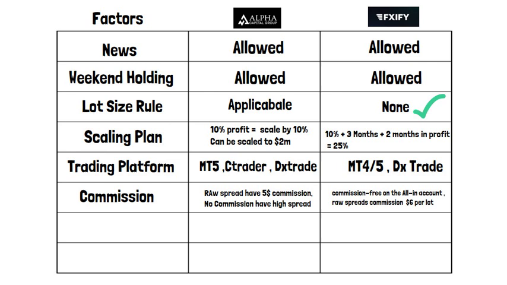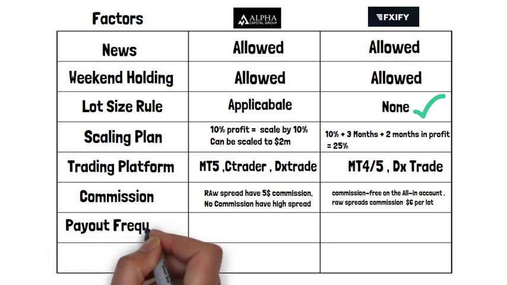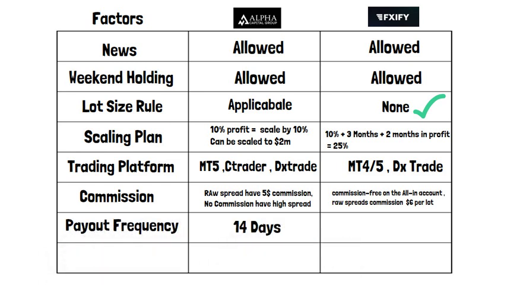And it's the same in FXify as well. You can choose the raw spread account, or you can go with the commission account. In case of commission, in Alpha Capital Group you have to pay $5 per round lot. In case of FXify, it is $6 per round lot. Now regarding spread and commission, Alpha Capital Group is better because they are $1 cheaper when it comes to commission.